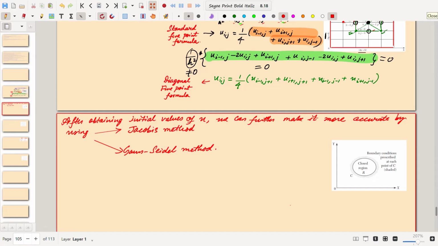Okay. So maybe we can consider this standard 5-point formula. Closely watch the standard 5-point formula here. Now I am writing the standard 5-point formula in terms of the Jacobi method and in terms of the Gauss-Seidel method. So, Jacobi method first.